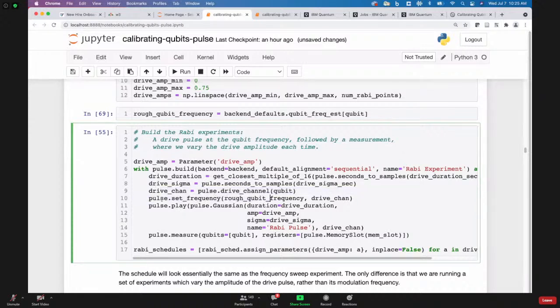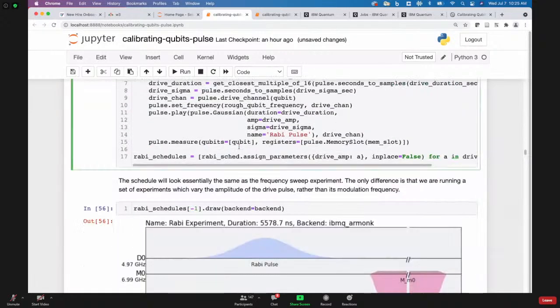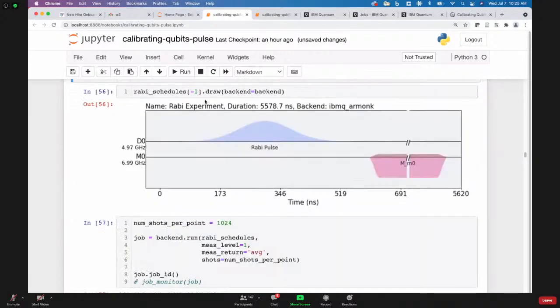So the last time, we were setting different frequencies. Here we're going to set the frequency to be one thing, and instead we're going to sweep the drive amplitude from this list right here. When we do that, we can look at something like this.